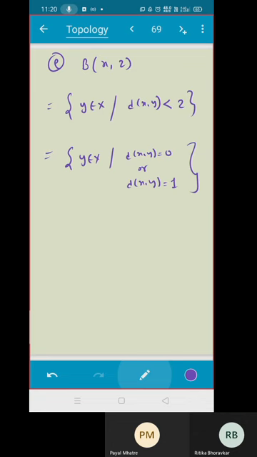Take any point of the set X, the distance will be either 0 or 1. If they are different, then it will be 1. Otherwise, it is 0. So what do you think the set is?